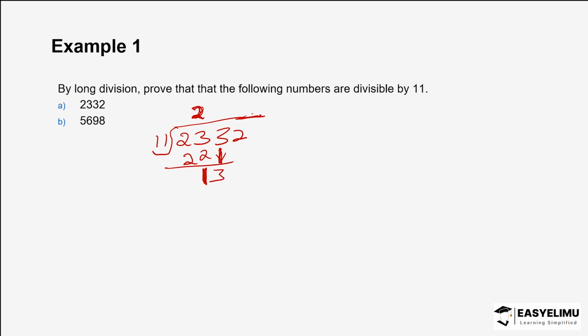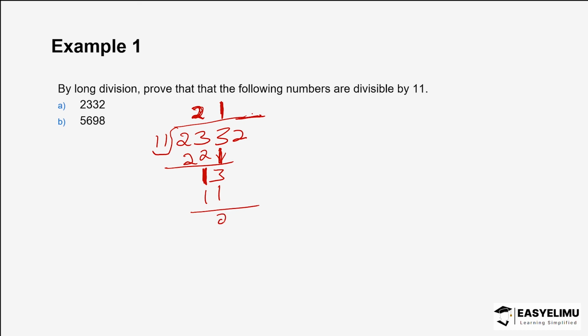So again, you ask yourself, 11 goes into 13 how many times? And you realize it just goes once. Take note of where I'm writing that 1, on top of the next digit 3. And then, of course, the procedure still remains. You multiply 1 by 11 to give you 11. And then, of course, you still have to subtract.